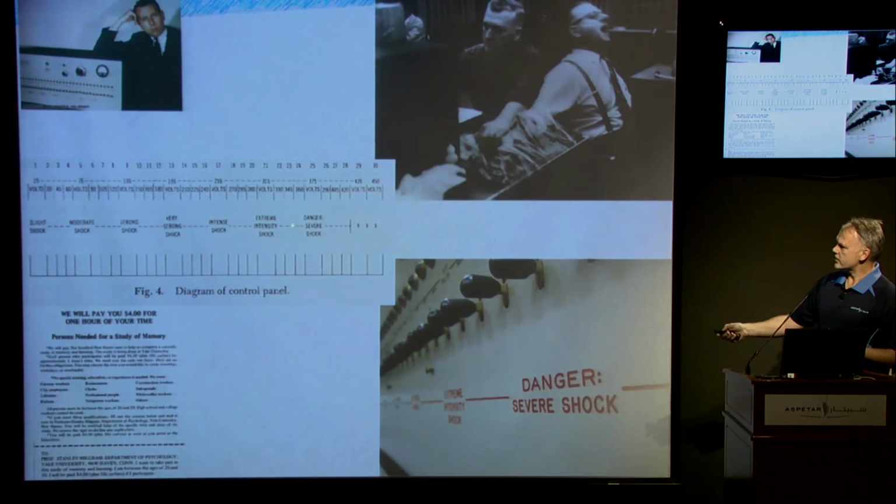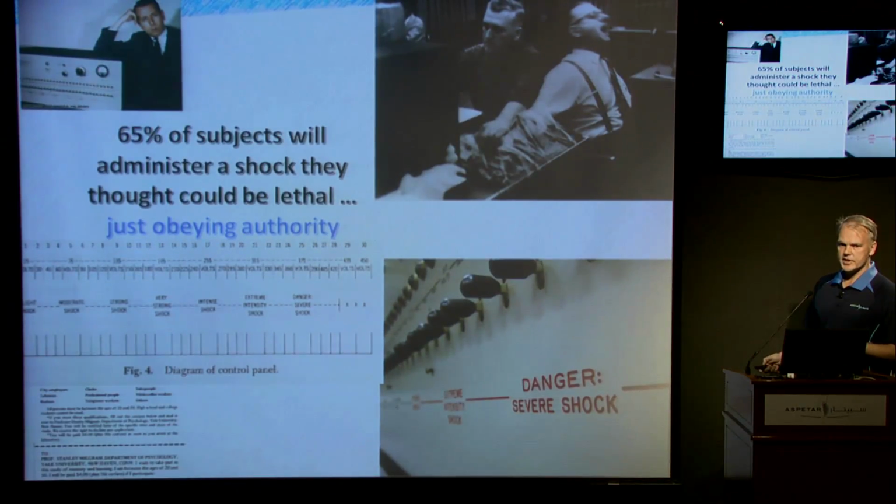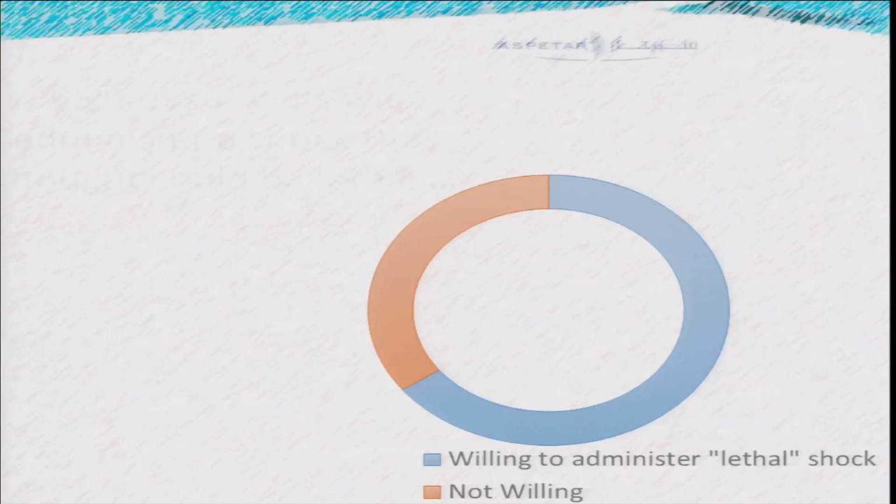And at the end of this, the headline take-home message was right up here: past danger, severe shock, up around 420 volts, and 2 out of 3 subjects would administer a shock that they thought was lethal to a complete stranger within 1 hour of meeting them, because they were ordered to do it. And since then, this research has been, like I said, the most famous piece of research in psychology, and it would have stayed that way if this guy hadn't let other people see his data, fortunately after he passed on, so it didn't affect his career at all.